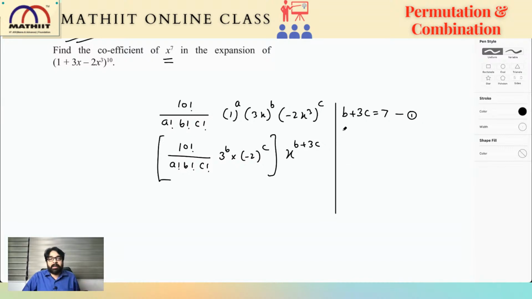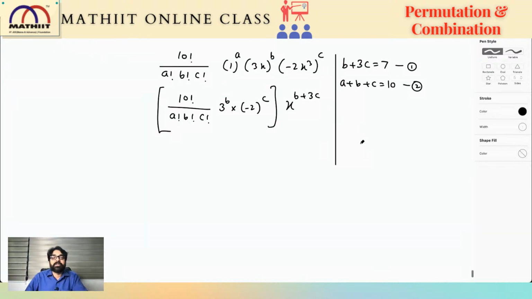And one more condition I have: a plus b plus c is 10. This is the second condition, because these 10 objects are getting distributed like this, so the summation must be equal to 10. These are the 2 conditions I have. I do not have a third condition and there are 3 unknowns. As you know, if the number of equations is less than the number of unknowns, you have to make cases and count individually.